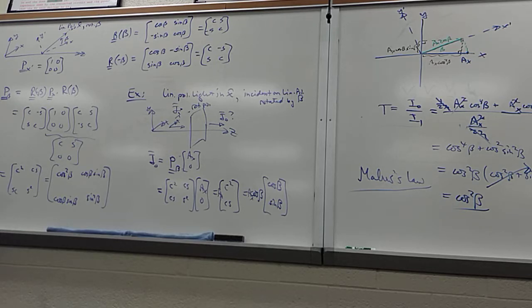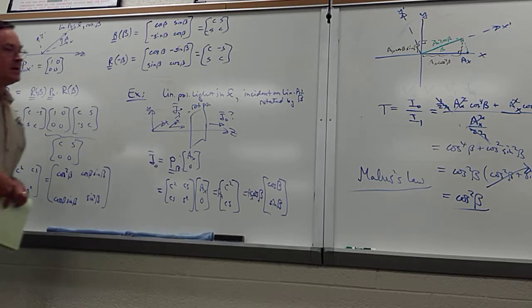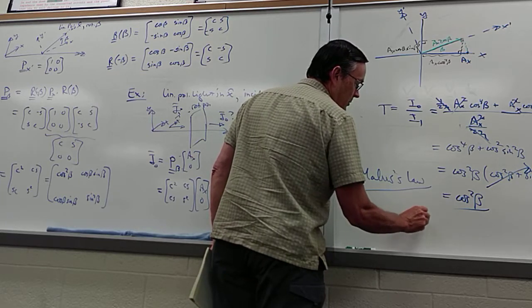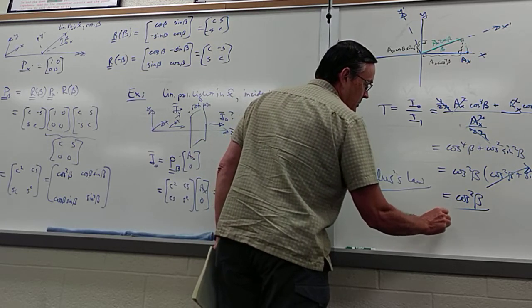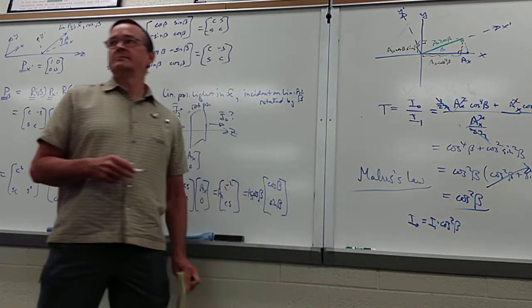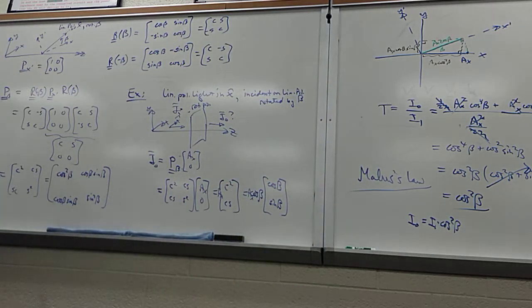All right, let me just write one other thing. The more typical form is to write that the output irradiance is the input irradiance times cosine squared of that angle. And can this be generalized where beta is basically just the angle difference between the polarization of the light and the polarizer? That's exactly right.